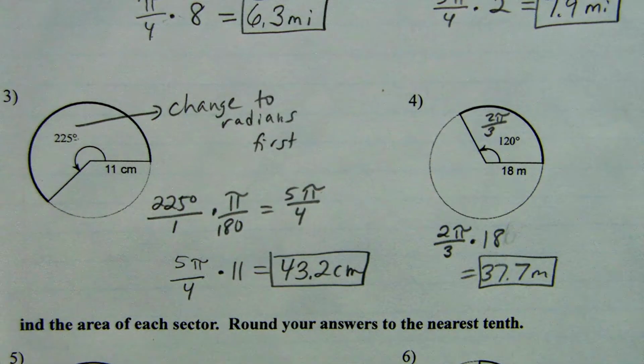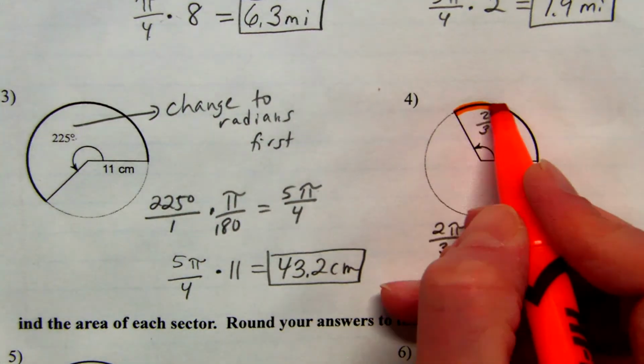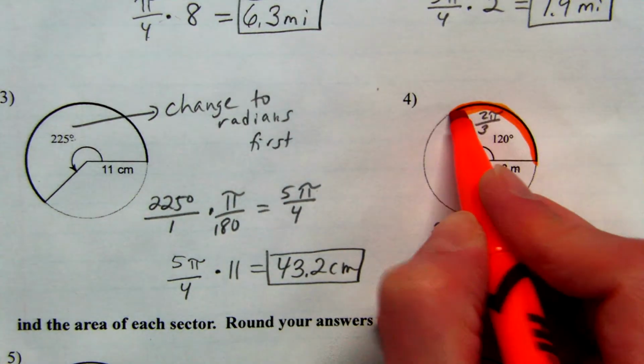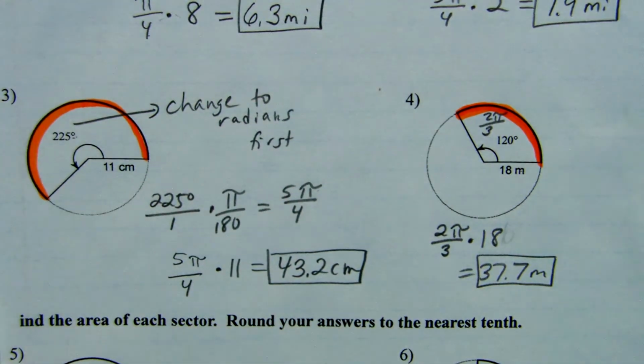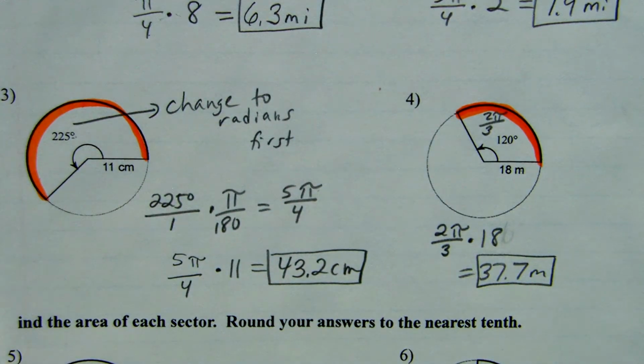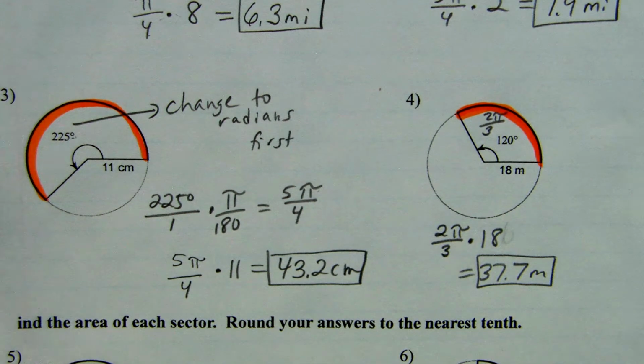And so I guess I didn't highlight on the last couple. We're finding this length, this arc, for the angle that they're giving you for that central angle. We're just figuring out what the length of that arc is, which is useful in a lot of real-life situations. All right, so now we're going to switch and find the area of a sector.